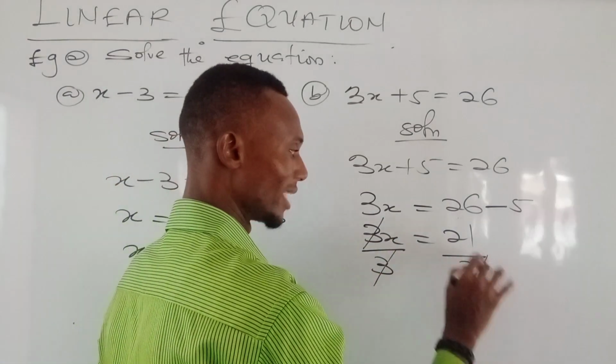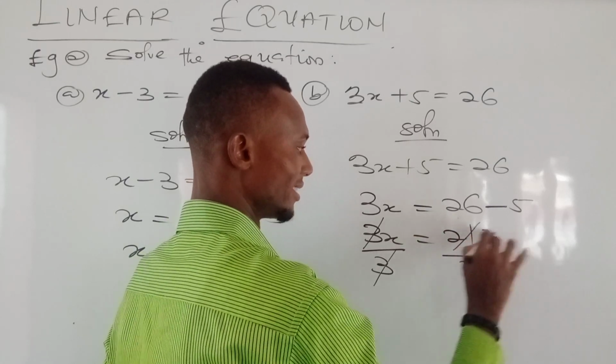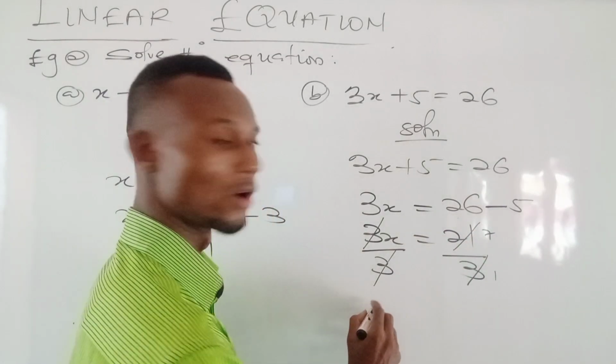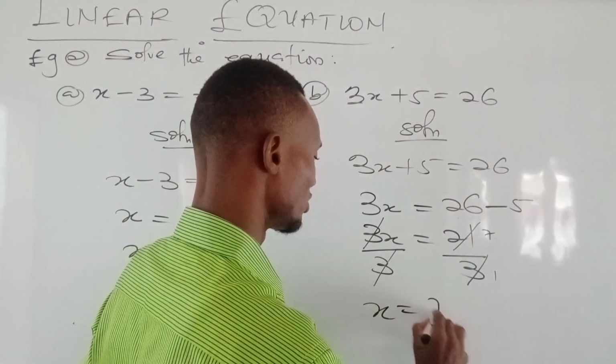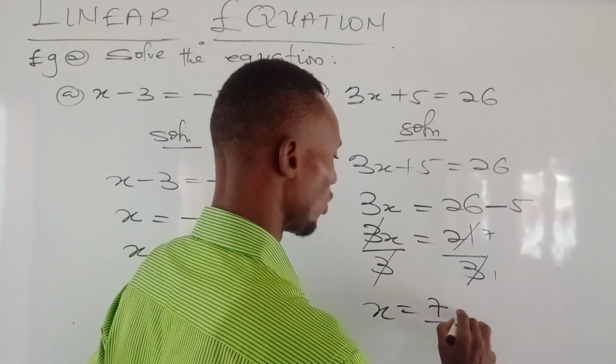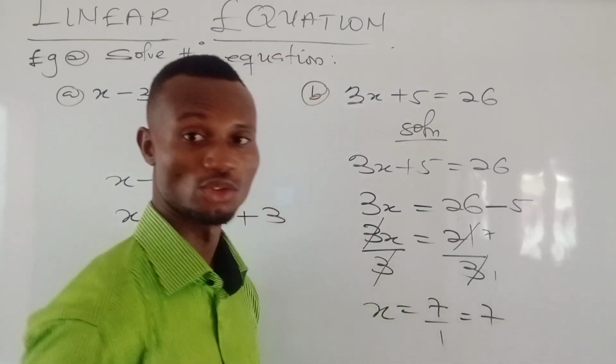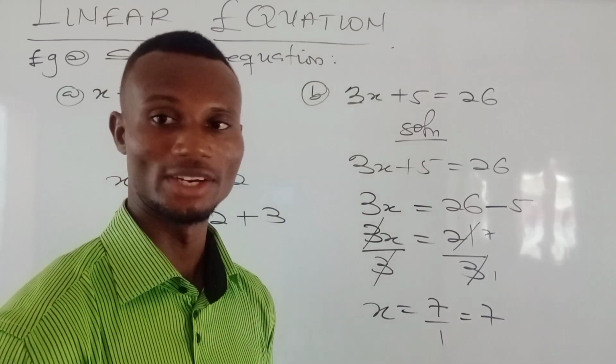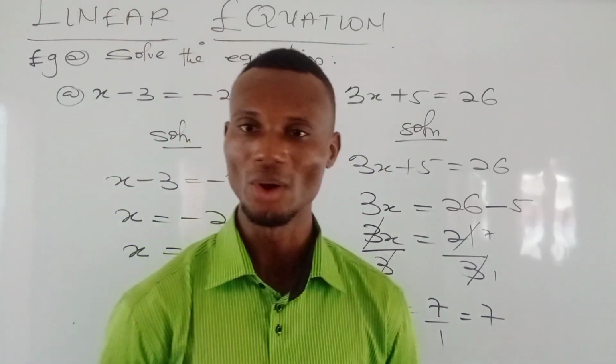Then 3 goes here 1, and 3 goes into this 21 7 times. Okay, so you have your s equals to 7 over 1, and 7 over 1 is 7. So you have your s equals to 7. Okay, so that's how you go about it.